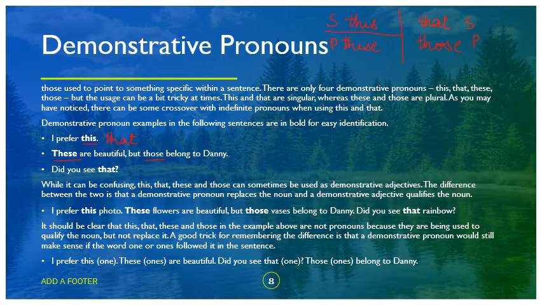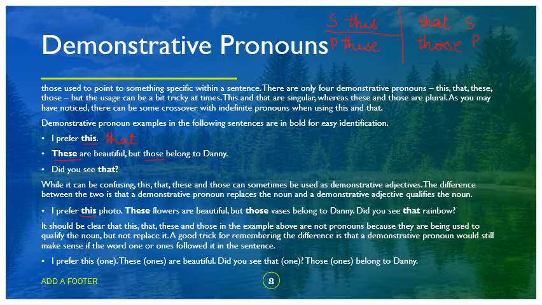So let's look at this example. I prefer this photo. It means that the photo is lying nearby the person who is talking about the photo. These flowers are beautiful, but those vases belong to Danny. See? These flowers are beautiful. So when I am talking about flowers, I'm referring to the flowers that are right close to me, that are nearby. But those vases, it means that vases are lying far away from me. Those vases belong to Danny.